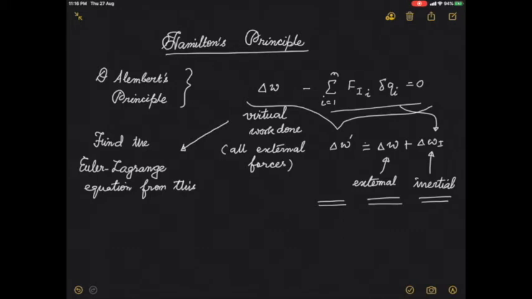Let me write it with the plus sign. So obviously delta Wi is minus of this entire thing, minus the summation i equals 1 to n of Fi inertial times delta qi. D'Alembert's principle, then, I can just cast in this term: delta W prime equals 0. So that becomes D'Alembert's principle in these notations. And just let me remind you what delta was. Delta is coming from virtual displacements.